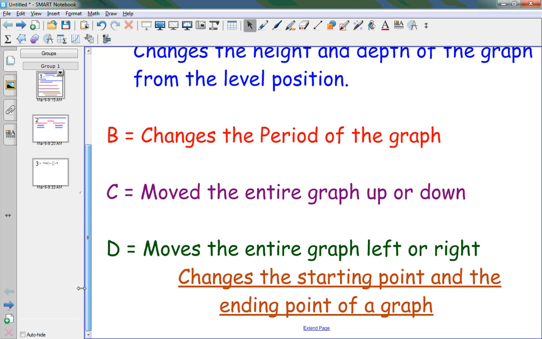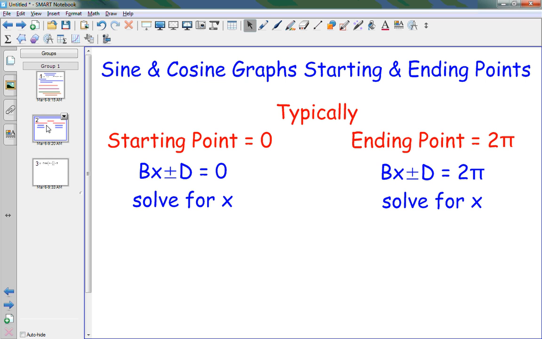Now, the C moves the entire graph up or down, and the D moves the entire graph left or right. This changes the starting point and the ending point of a graph. Typically, we start at 0, and then we end at 2 pi, correct? So if we're looking at that, the starting point is equal to 0, which means you're going to take the jump that's in the parentheses, the Bx plus or minus D, and you're going to set that equal to 0. You're going to solve for x. This is your new starting point.